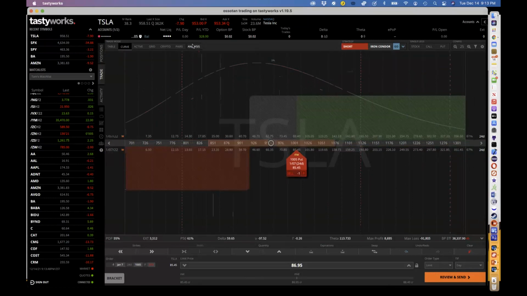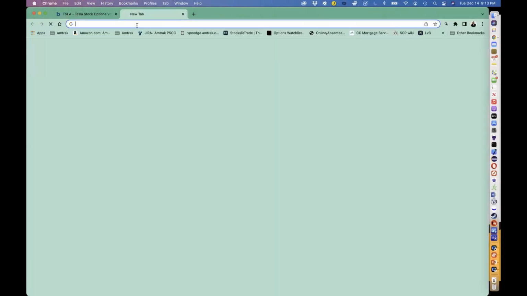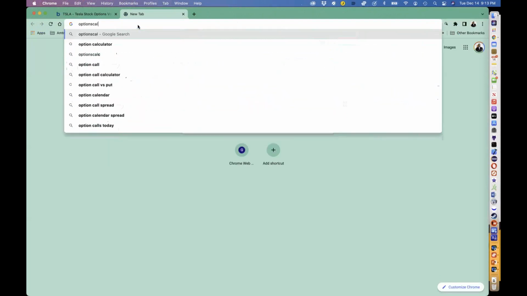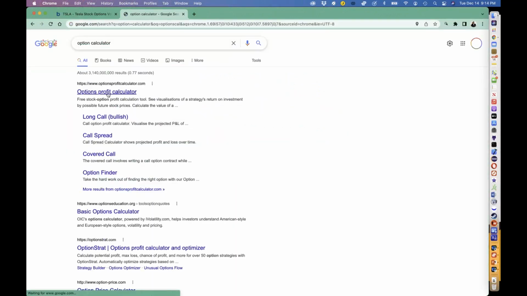Anyway, you can go to an option calculator. I think it's called option profit calculator, something like that. There's a site for that that tells you all these things, the option profit. I don't know how to use it, but it's there. Let me show you the site.